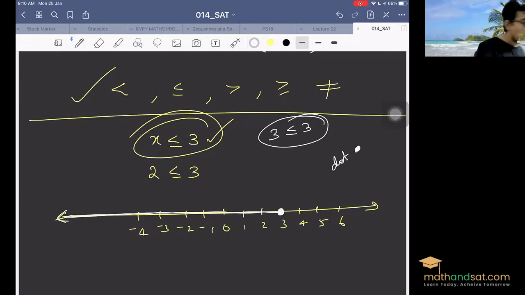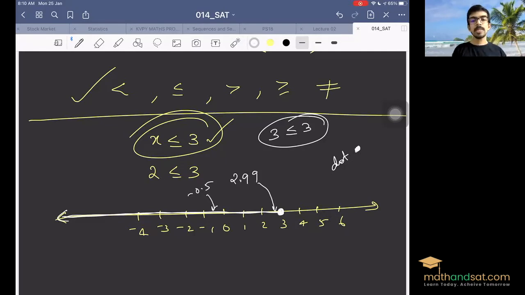For example, 2.99 lies somewhere here. Minus 0.5 lies somewhere here. So these numbers are also included. Don't forget that these numbers are also included. Yes, got it.